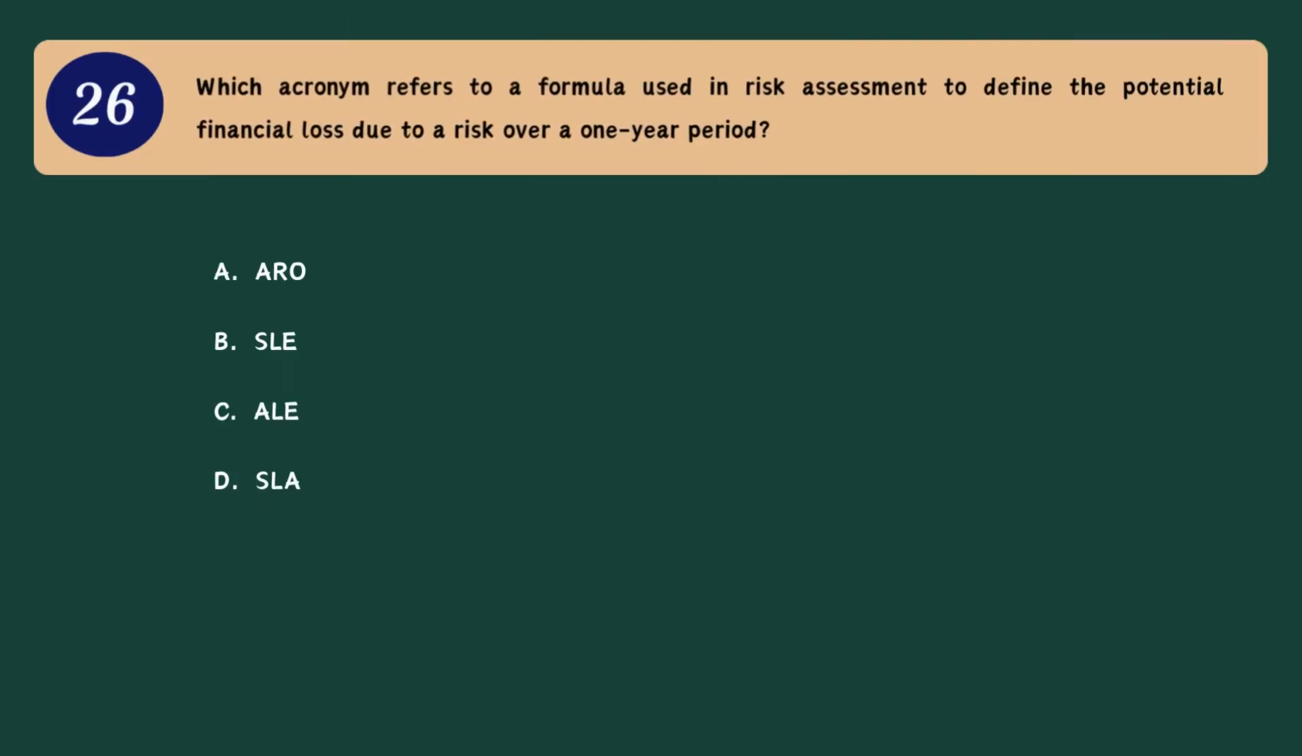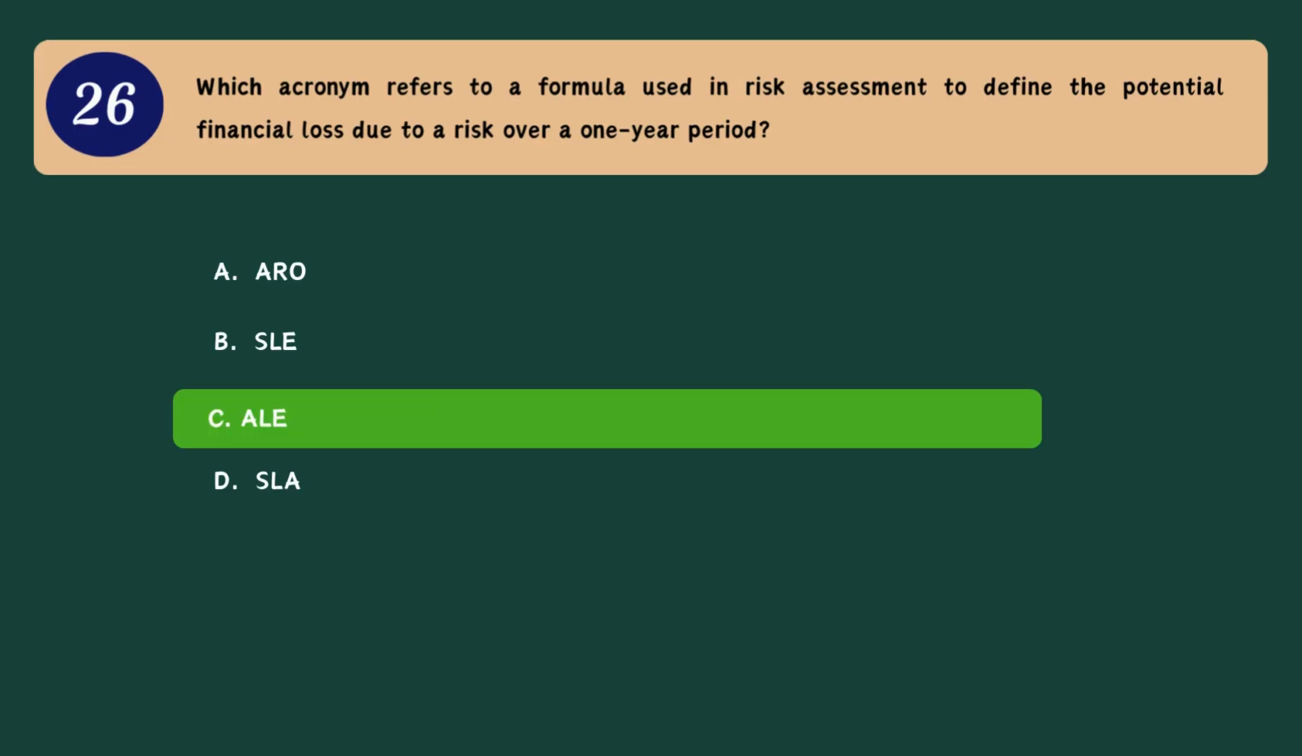Question 26. Which acronym refers to a formula used in risk assessment to define the potential financial loss due to a risk over a one-year period? A. RO. B. SLE. C. ALE. D. SLA. Correct answer. C. ALE.